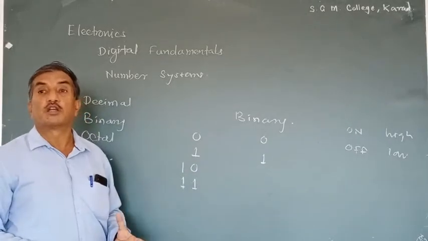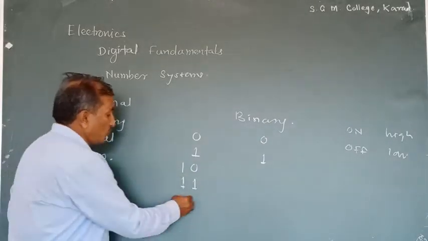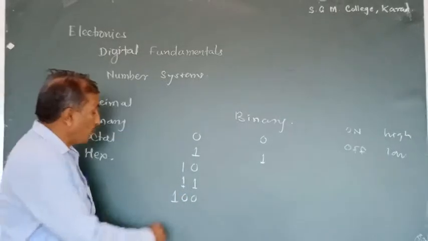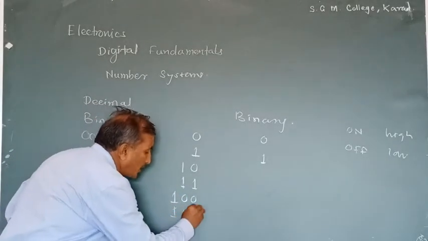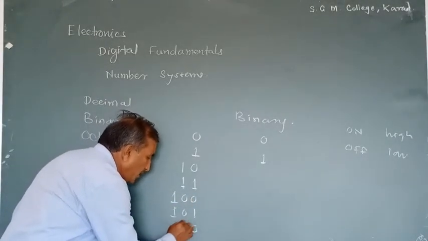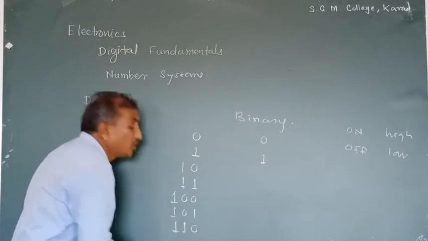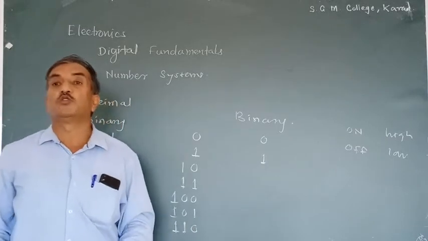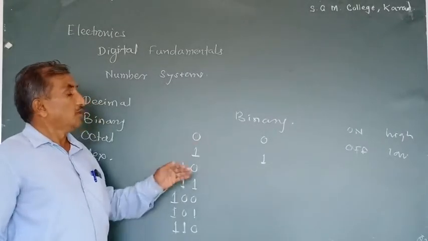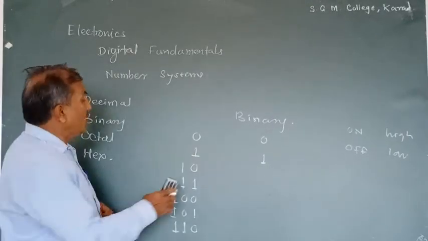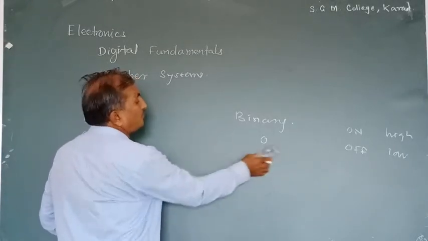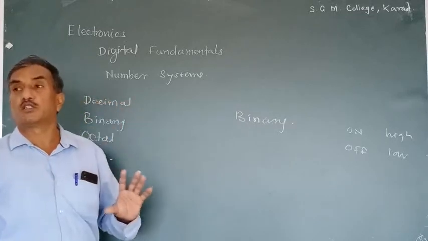What is the next number? Because we only have 2 symbols, reset it and increment the next column. Again, what is the next number? 1, 0 maintained there, and 1 is there, so 1, 0, 1. Then reset it, increment this digit, so it becomes 1, 1, 0. In this way, we count in the binary. Progressive counting is done in the binary. This is one thing.